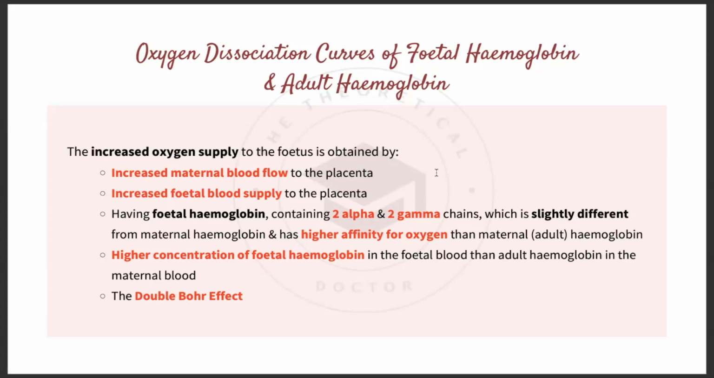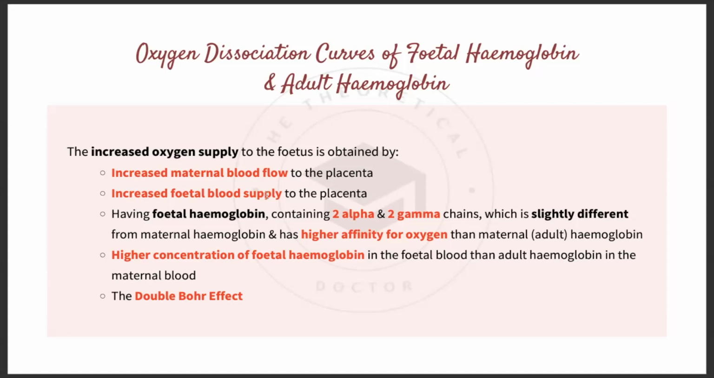The first one, increased maternal blood flow to the placenta. Second, increased fetal blood supply to the placenta, and this is where the gaseous exchange between the mother and the fetus occurs. So you need to ensure that there's lots of blood flowing through that area, so that the mother can give more oxygen to the fetus and the fetus can remove the carbon dioxide.